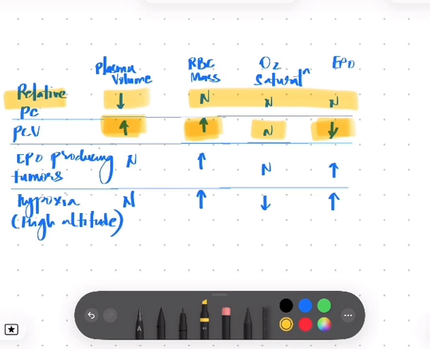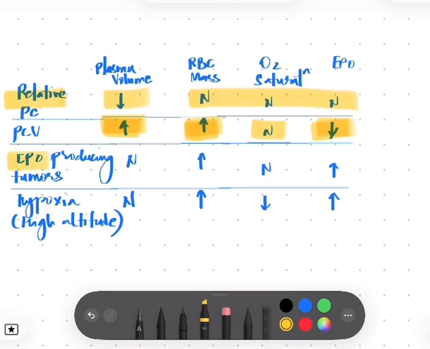Next is EPO-producing tumors. So, paraneoplastic syndrome, EPO-producing tumors. So this would be your RCC, HCC, renal cell carcinoma, hepatocellular carcinoma, cerebellar hemangioblastoma.